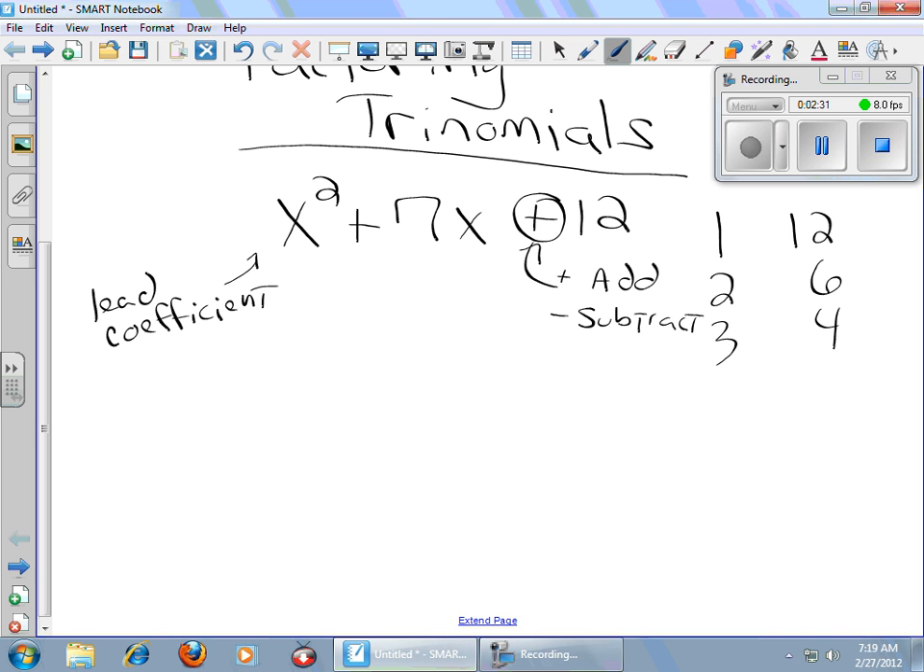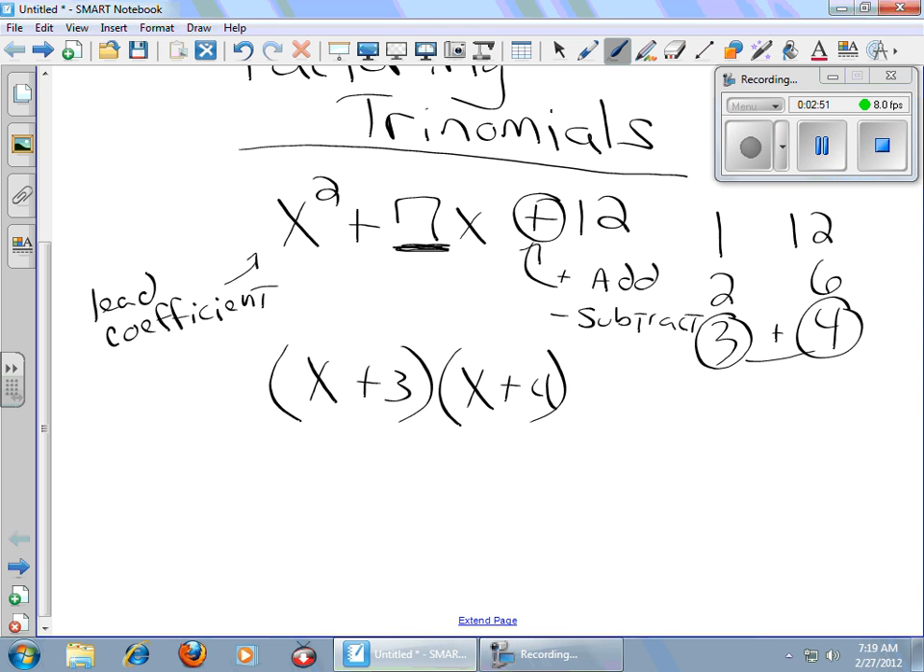All right? My goal is to make the middle coefficient, the 7. My goal is to make the 7. Well, I'm sure a lot of you see already that 3 plus 4 equals 7. This is how easy this is going to factor. The quantity of x plus 3 and the quantity of x plus 4.